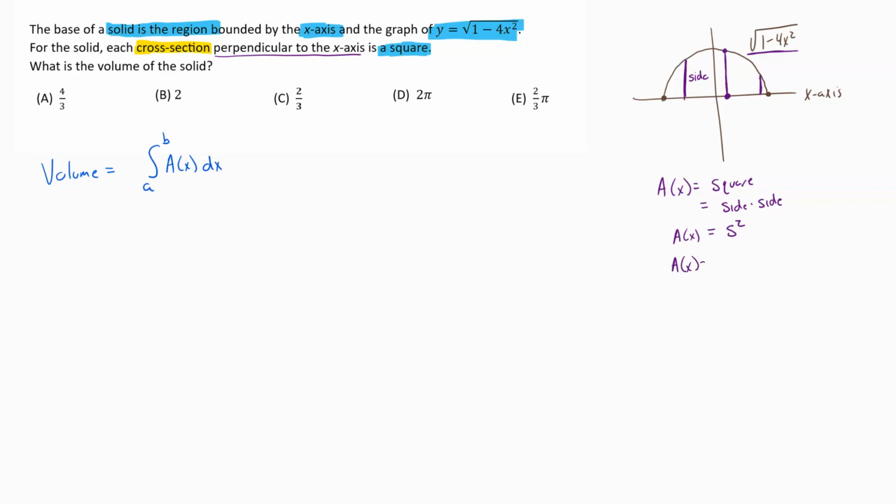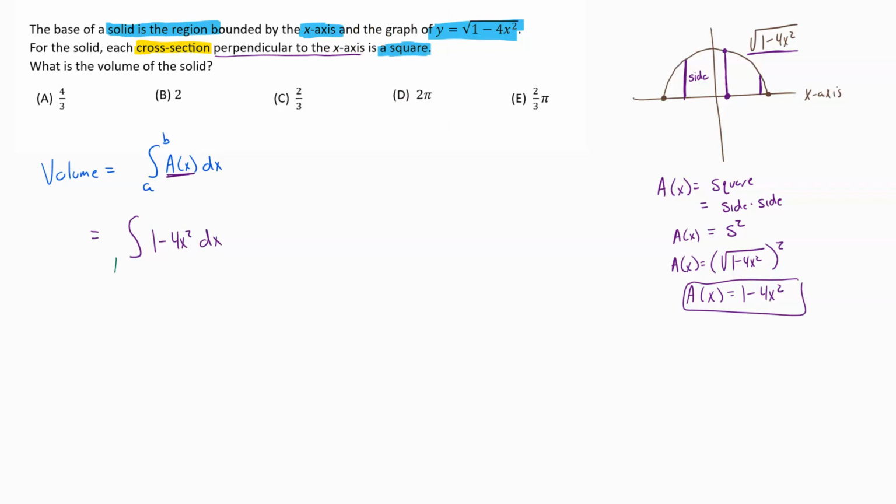So the area formula on this is going to be the square root of 1 minus 4x squared, that's what the side length is, squared. The nice thing here is when we square a square root, they cancel each other out, so we get 1 minus 4x squared. So putting that into our volume formula over here, we know we're going to have the integral, and now we know what our area formula is. It was the area of a square, which is side times side, and so we found that formula here. This is 1 minus 4x squared dx.